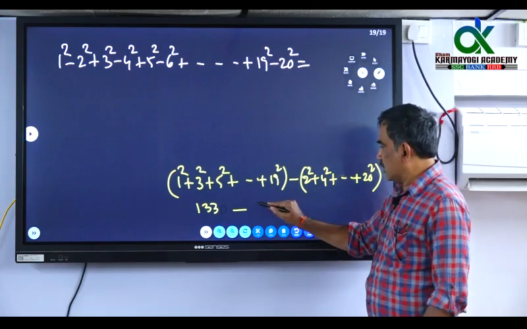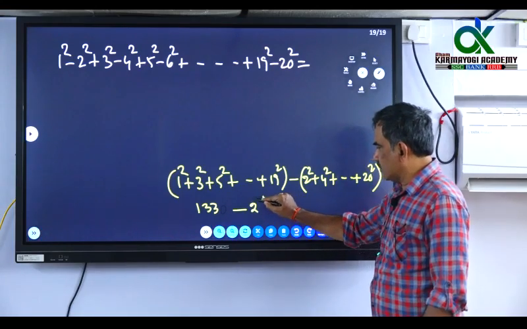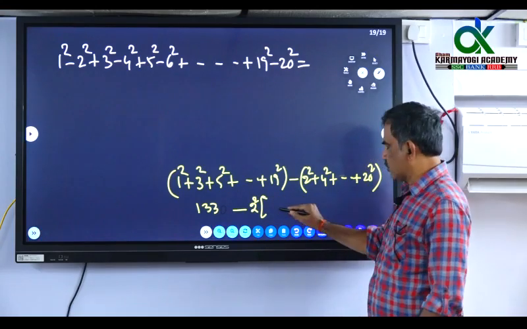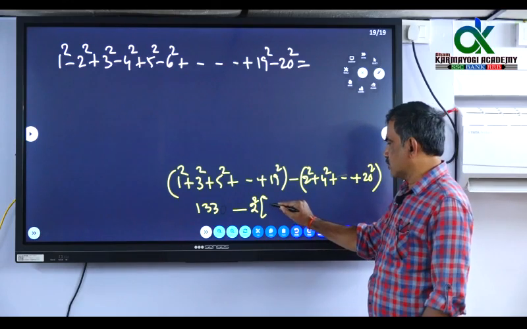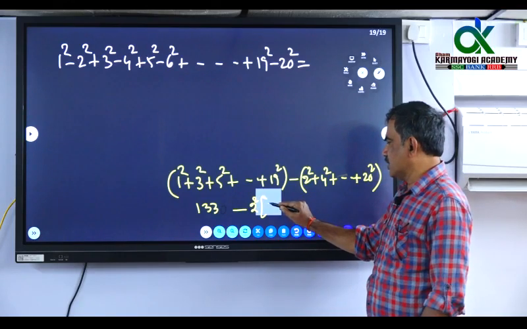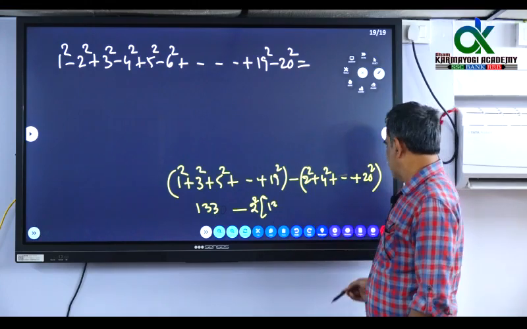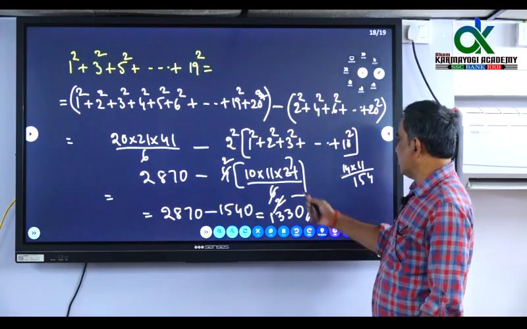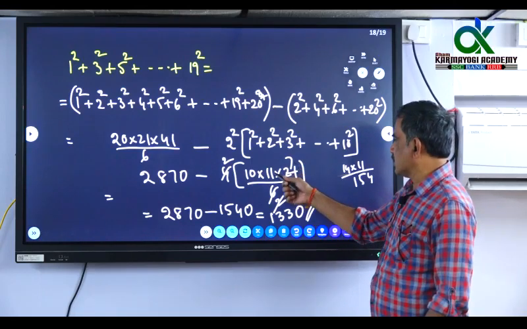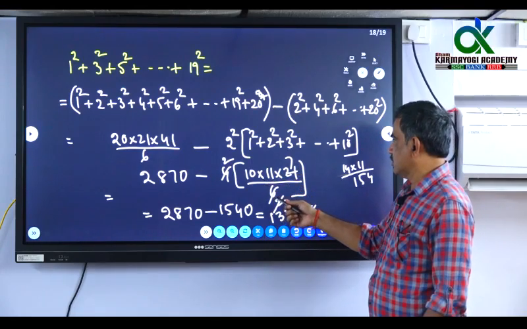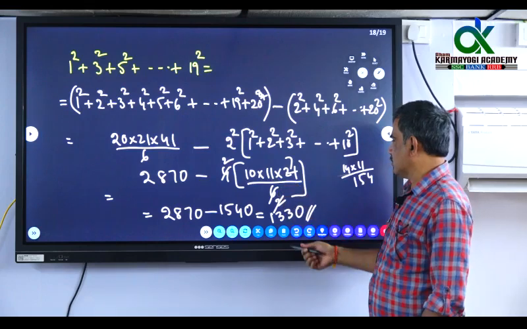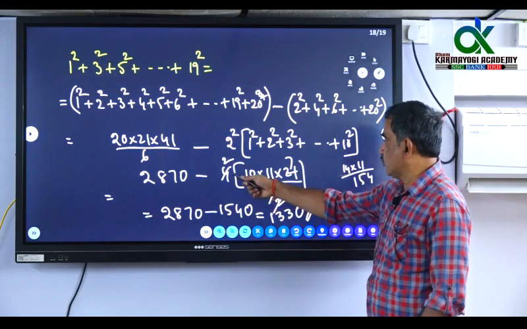Then again, they take 2 square common, 1 square to 10 square. If you add 1 square to 10 square, what do we get here? I think it is 385. Previously, what is this value here? This is nothing but 1540, which is 4 times of this.